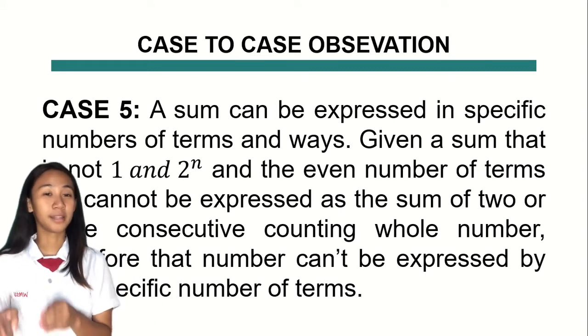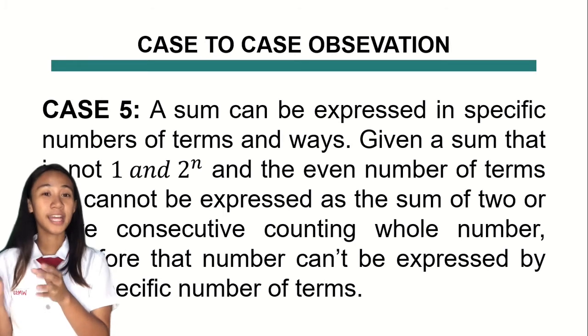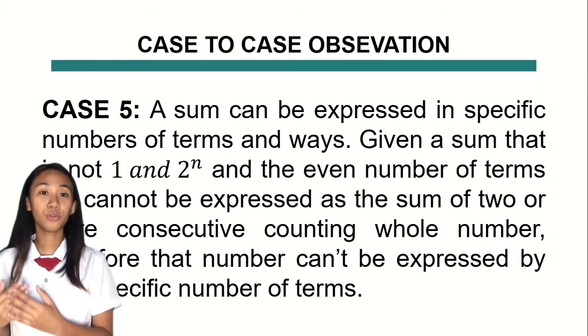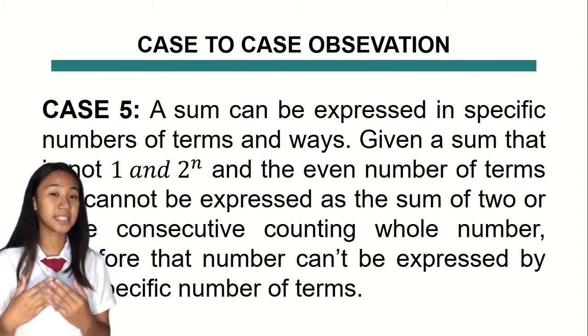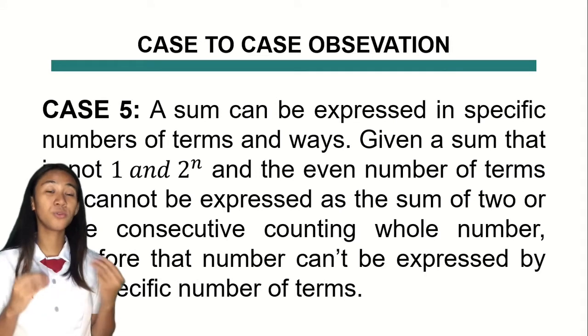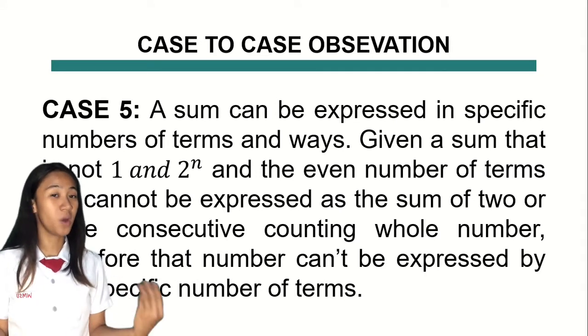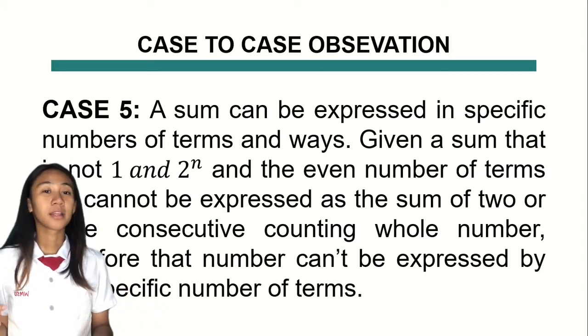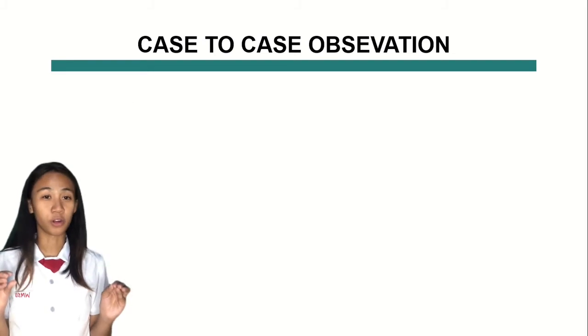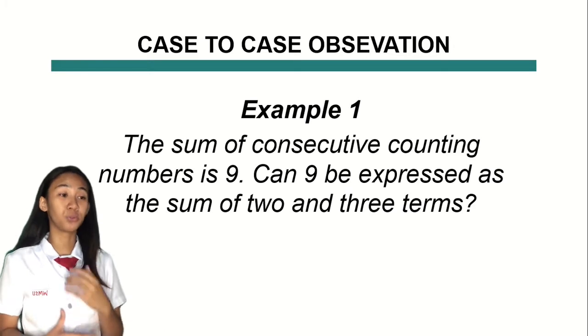For example, the 10: if you're going to use 6 terms, its x is 5 over 3. On the other hand, if you're going to use 4 terms, its x is 1. Therefore, it cannot be expressed in 6, but it can be expressed in 4. Let's have another example to prove our case.